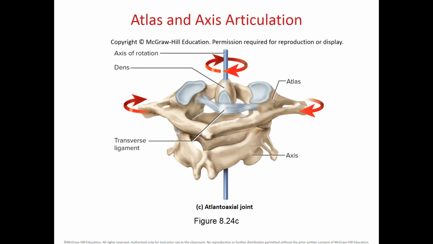So this is the atlanto-axial joint. This will be the transverse ligament. This will be the articular facet for the dens or the odontoid process of the axis. This is the anterior arch of the atlas, and this will be the posterior arch of the atlas. So you can rotate with the axis or dens and say no.